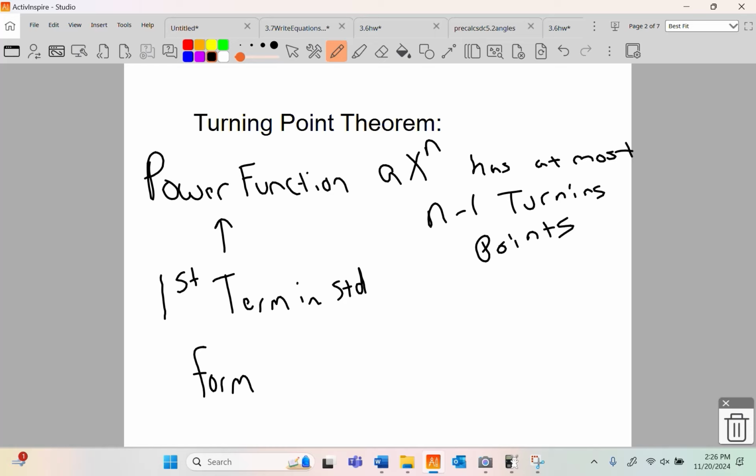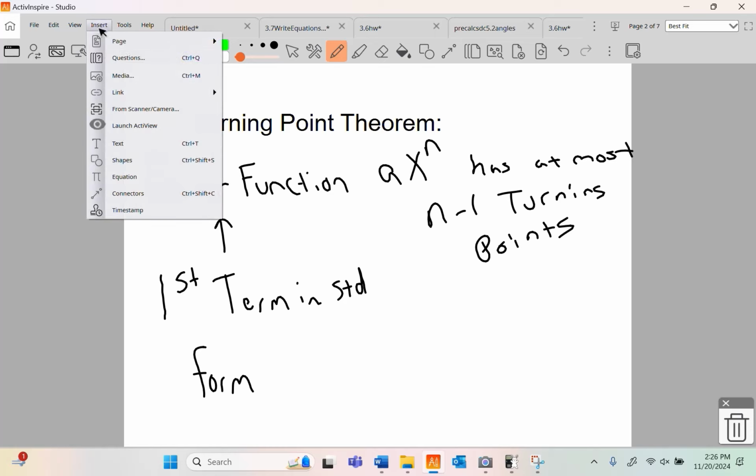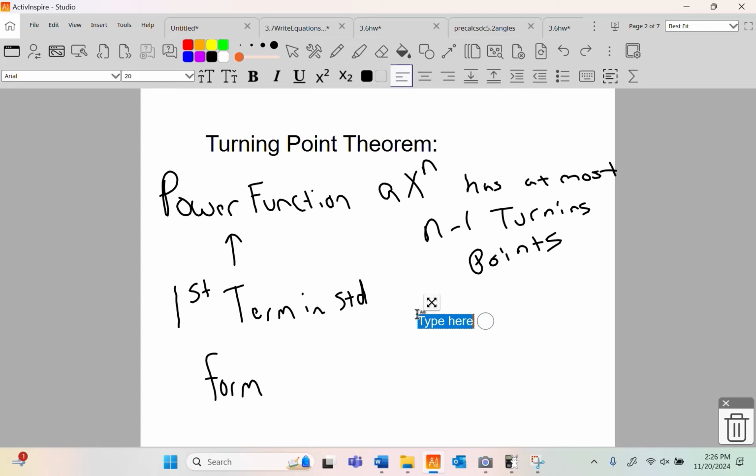Now, I know on Friday's test, I've got a really easy question that I fully expect way too many kids to miss. But it'll be something like 3x to the 75th power plus a whole bunch of other stuff that doesn't matter, because the first thing you see is 3x to the 75th. That's the power function, isn't it? Has at most how many turning points? 74. Take the exponent, subtract 1. I'll mark that thing wrong all day long.